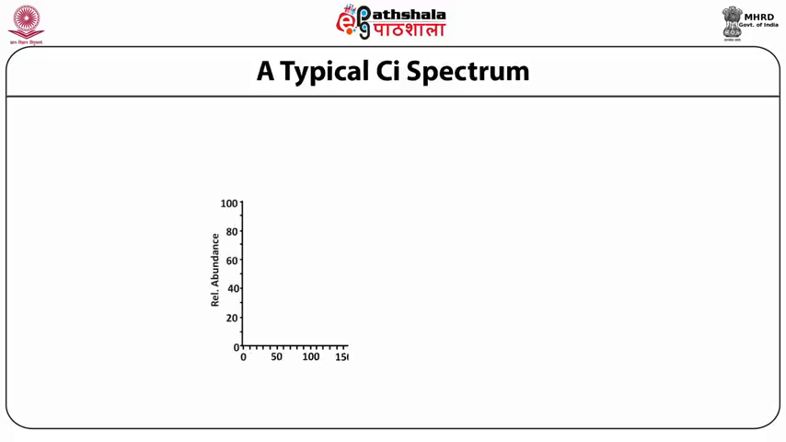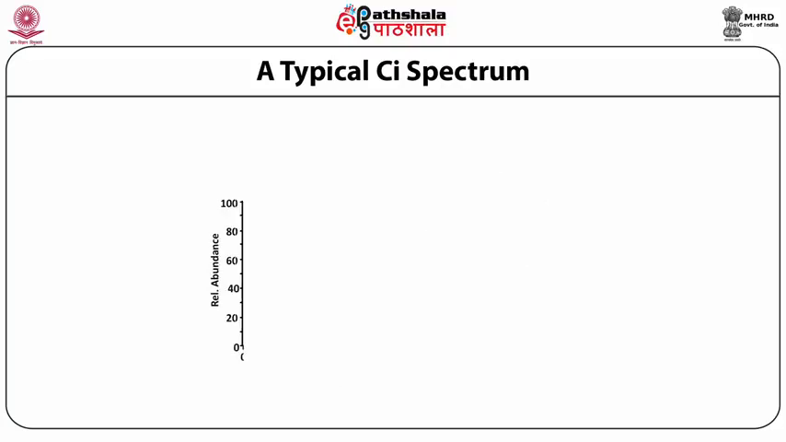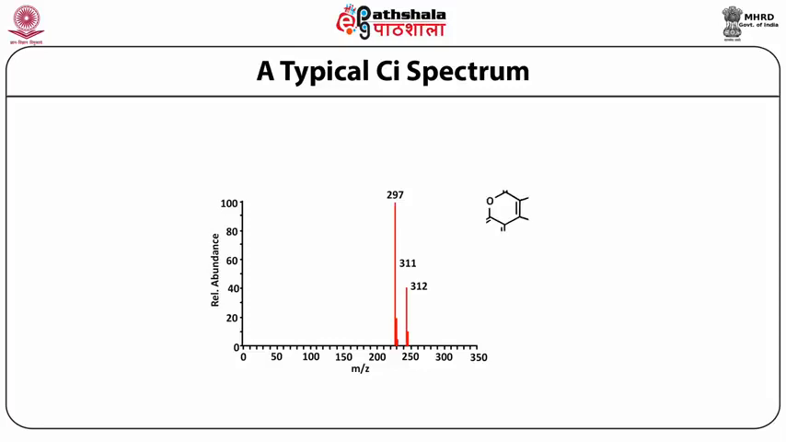A typical CI spectrum looks as I have shown here. It's a molecule where a pseudomolecular ion is formed, M plus H at 297. That means the molecular weight of the compound in question is 296, because it is M plus H, so it becomes 297. And then, as I told you earlier, plasma is formed, and here, since it is a methane spectrum, 312 is also obtained, which is M plus CH4 plus.